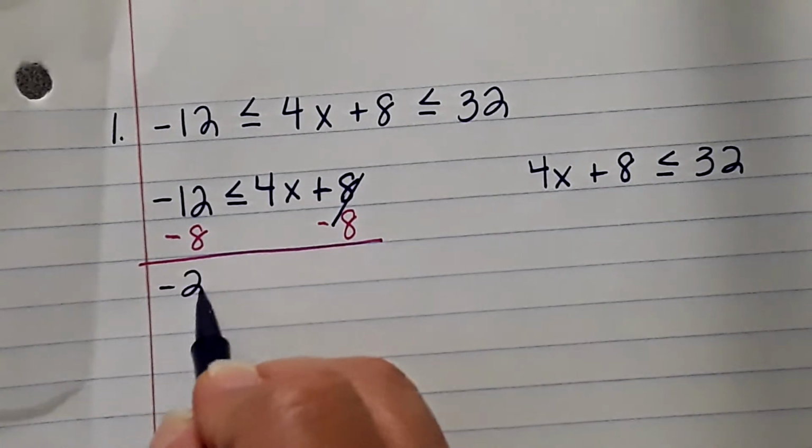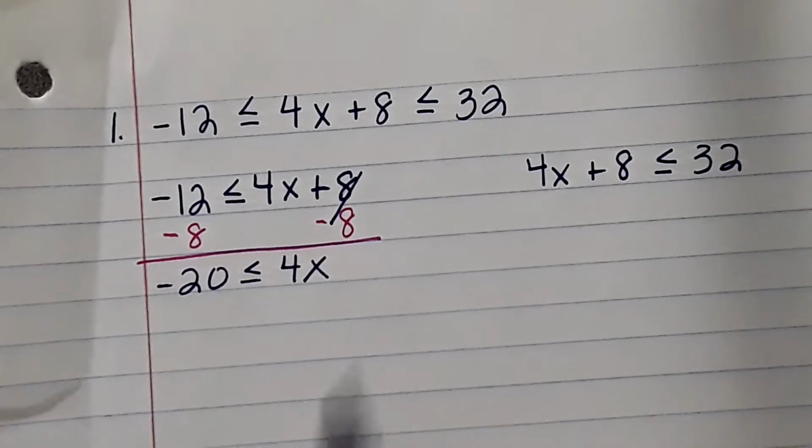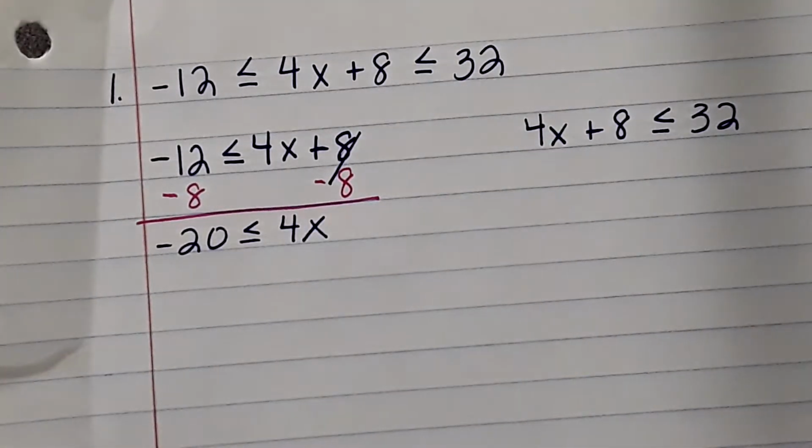This is -20 is less than or equal to 4x. Do you want me to solve one all the way and then go and solve the other one, or do you want me to do them both at the same time?